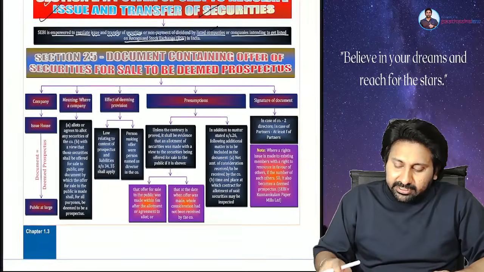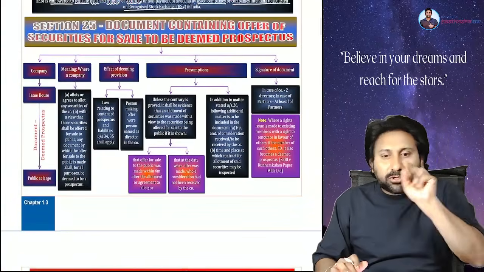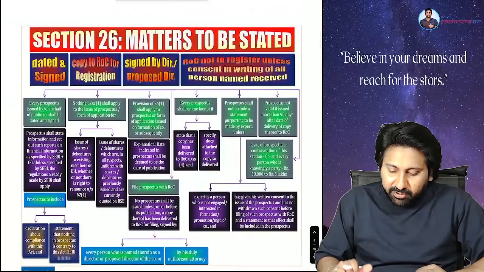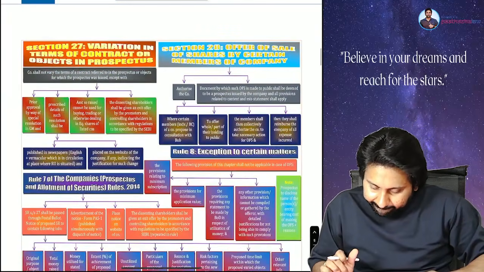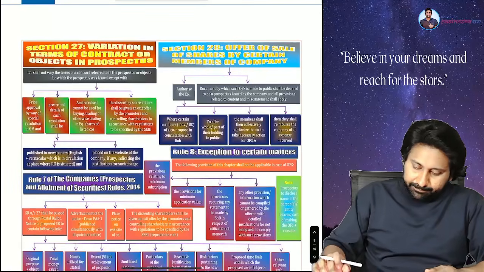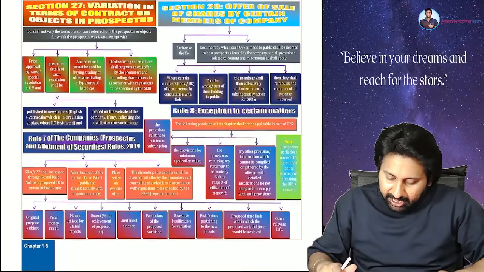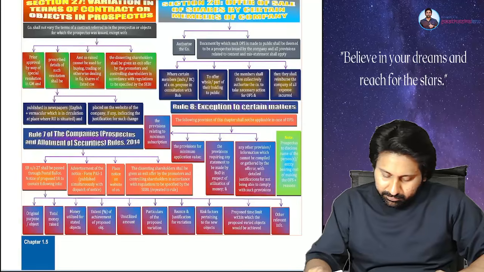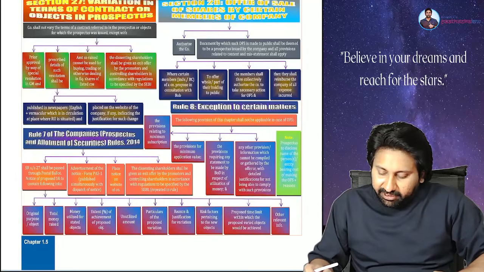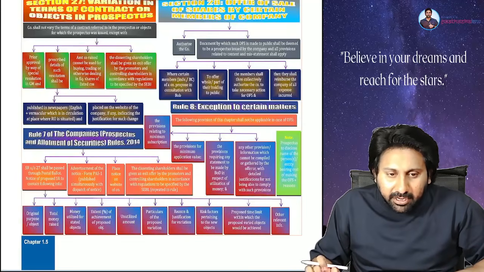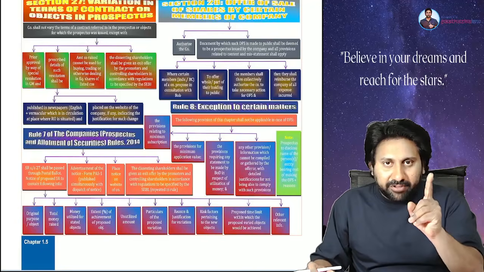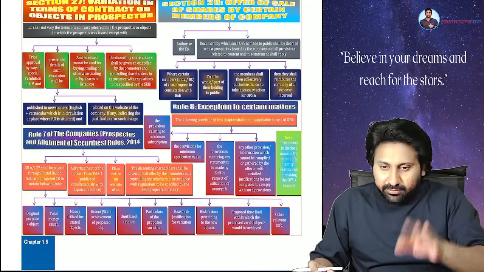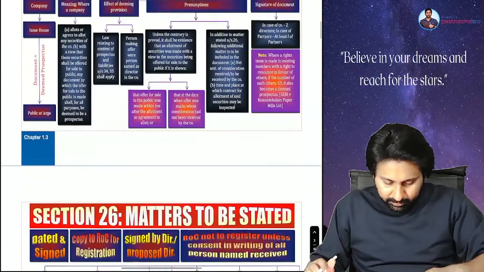Next one, section number 25. There are two connecting sections. One is 25. Another one is 28. Shall we begin? Two connected sections are there. One is 25, another one is 28. Okay, let us begin.